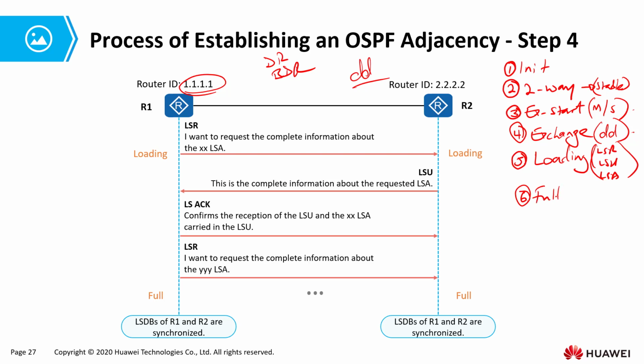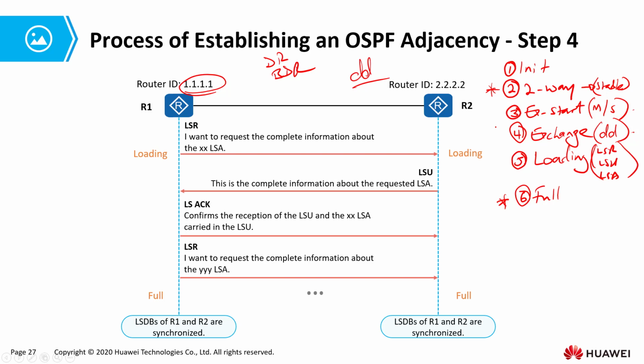Now, some routers stop at this state. Others stop at this state. These two are called stable states of the OSPF adjacency establishment process. In the process of establishing an adjacency, these two are stable states, the two-way state and the full state.